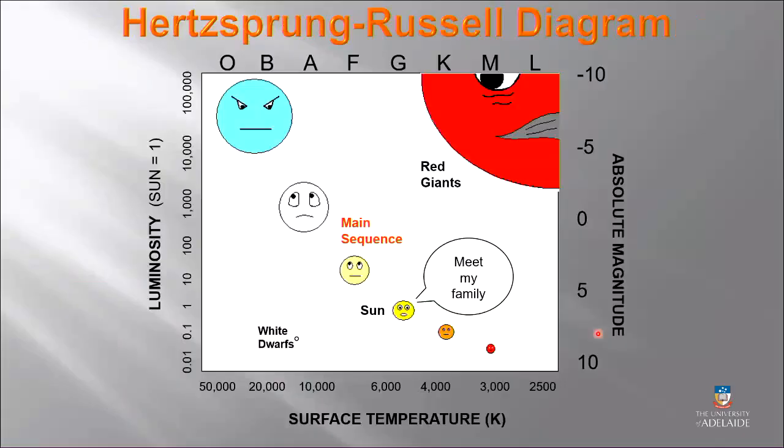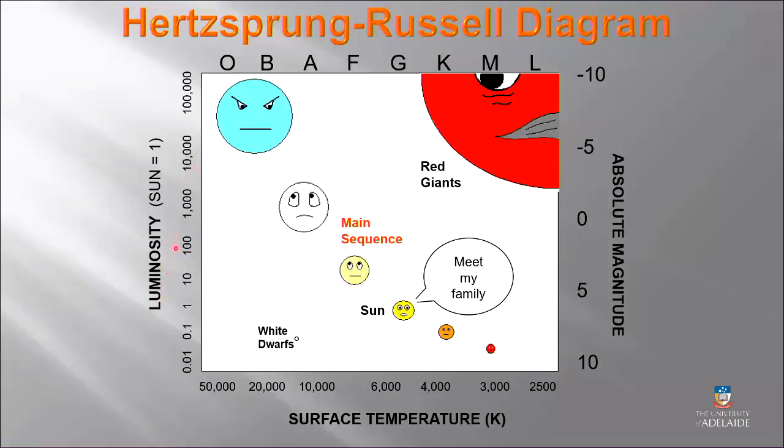So I said I'd do a bit of a recap on the Hertzsprung-Russell diagram. For those who weren't here last time, it's a plot. You can put any star and plot it somewhere on this diagram. On the bottom here we have surface temperature, ranging from about 2,500 degrees up to 50,000 degrees Kelvin. And on the vertical axis we have luminosity.